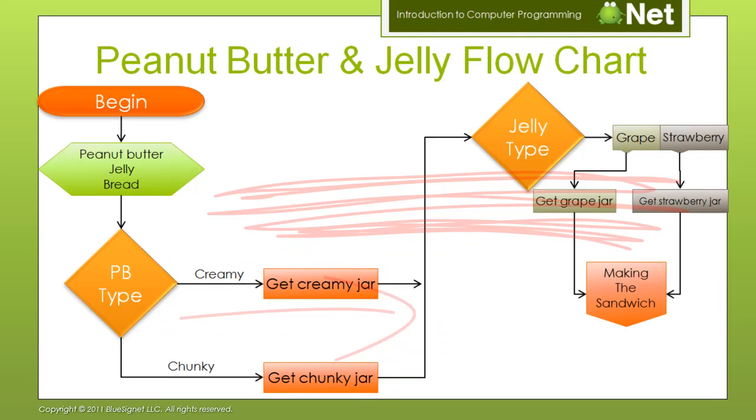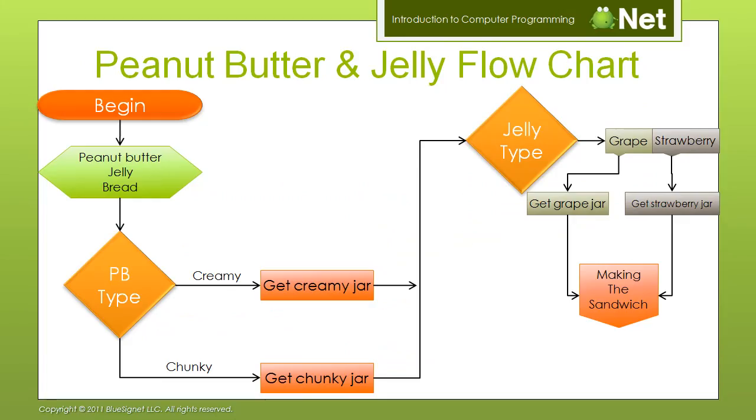So then we continue on to our next decision. Which is the best type of jelly? Well, indisputably, I don't even know why we have this decision statement on there. It's going to be strawberry jelly. Oh! High five. Okay, we agree on something.